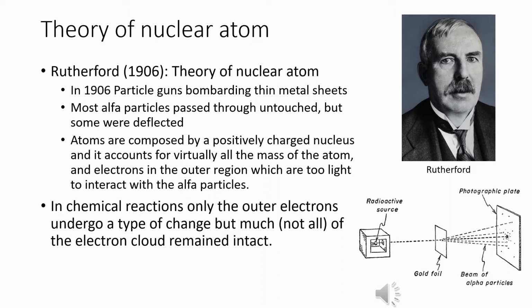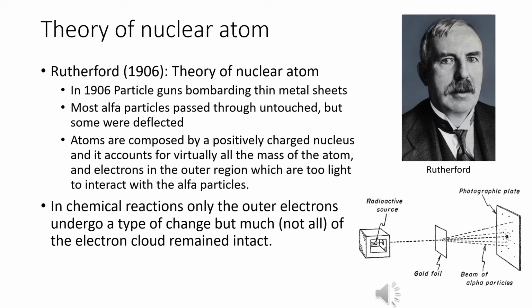But he also noticed that some of the alpha particles got deflected at different degrees. Even some of them were able to bounce back. So it really means that in the atoms, there are also some structures that are at least as massive as the alpha particle, which is able to deflect the alpha particle while traveling. And this deflection is also a sign of the charge.